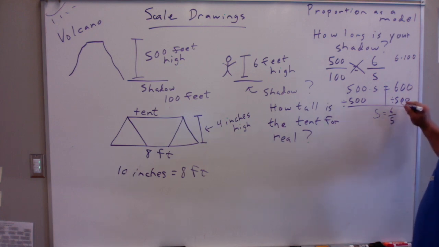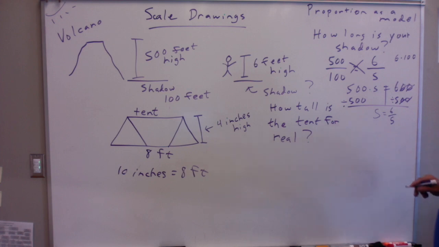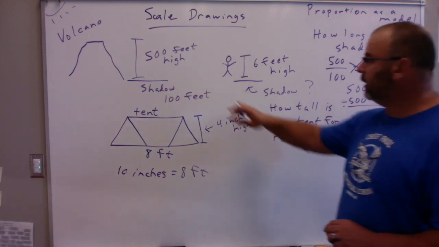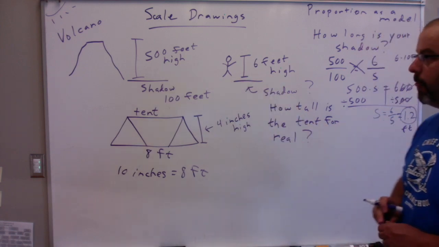We could knock off all these zeros, okay? Or we could write this as 1.2, okay? So your shadow is going to be 1.2 feet long, okay? And that's how you could figure it out without even measuring it. You wouldn't even have to take a measuring stick and measure it out.